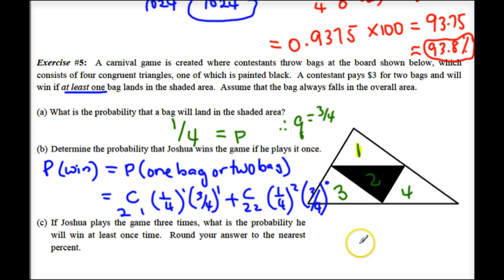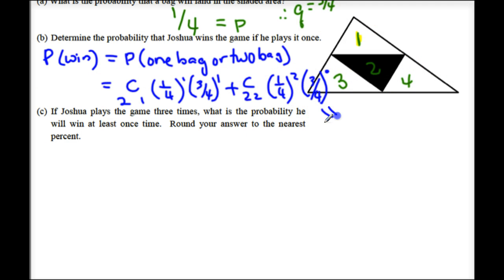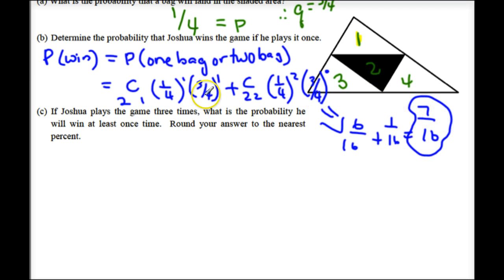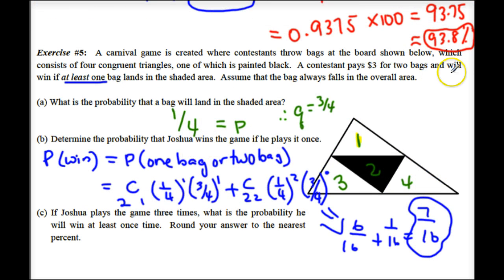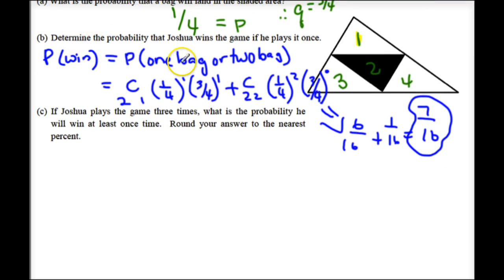This is actually going to work out to be 6/16 plus 1 over 16, which is equal to 7 over 16. So that's the probability that he will win. Remember, a contestant pays $3 for the bags and will win if at least one bag lands in the shaded section. When they pay $3, they get 2 bags, so to win you have to have 1 bag or 2 bags land in this shaded section.